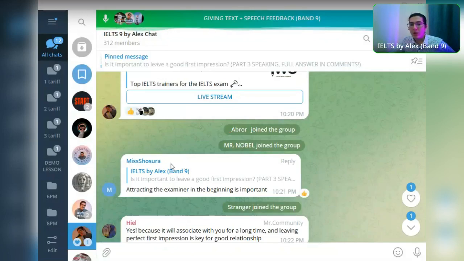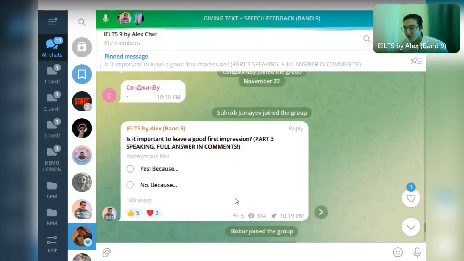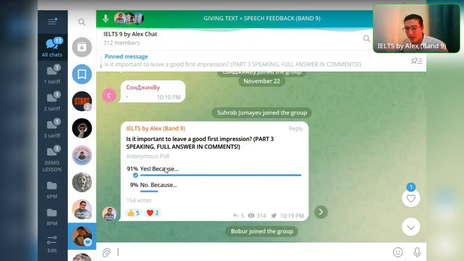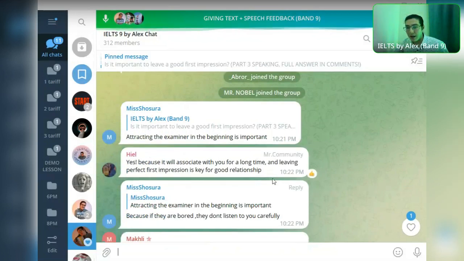Miss Shosura has said attracting the examiner in the beginning is important. Absolutely, yes, 100%. That is genius. So the question is once again, is it important to leave a good first impression? Yes, a lot of people said yes. Not a lot of people said no. Yes, because it will associate with you for a long time, and leaving a perfect first impression is key for a good relationship. That's a pretty good point.